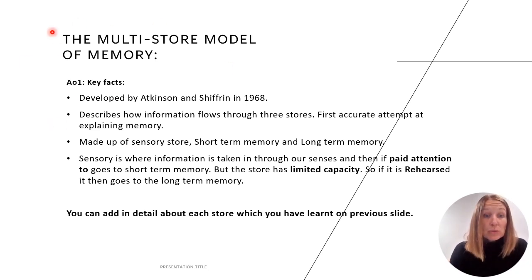So the multi-store model of memory was developed by Atkinson and Shiffrin in 1968, and describes how information flows through those 3 stores. It's the first accurate attempt at explaining memory. It's made up of the sensory store, short-term memory and long-term memory, and this is where you could put in that capacity for short-term memory was around 7 or 5 to 9 items. Duration for long-term memory was researched to be unlimited. So you can just drop in some of those little key bits of information that you know.